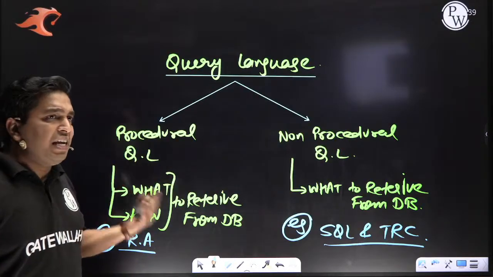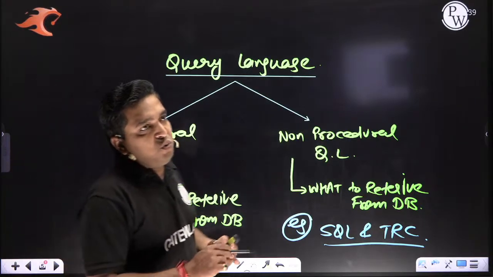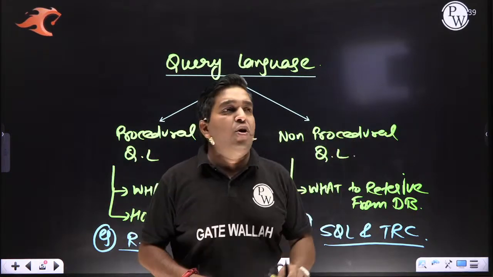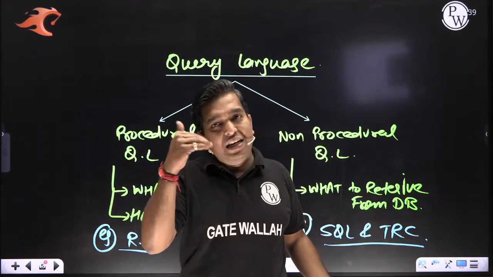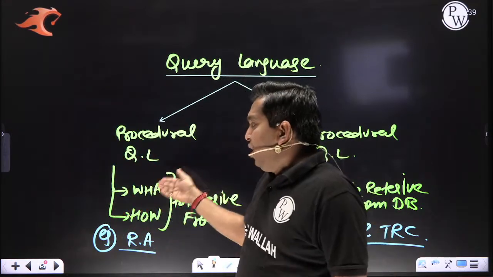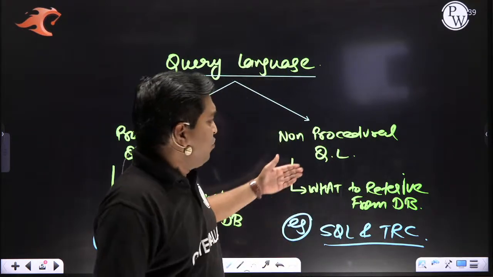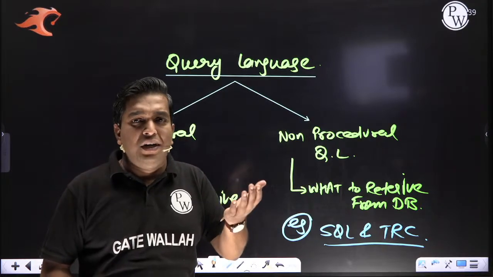Query languages are broadly classified into two types: procedural query language and non-procedural query language. Sir, what is the difference? In procedural, as the name indicates, we specify what to retrieve and how to retrieve; each and everything we have to specify. In non-procedural, it only depends on what to retrieve. The focus is on what to retrieve, and how to retrieve depends.